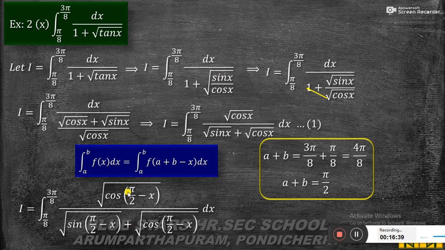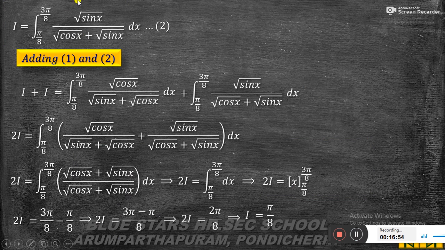Now the next step, pi by 2 represents the first quadrant. In the first quadrant all the functions are positive, but we change the functions: cos becomes sin, sin becomes cos, cos becomes sin. So I equal to the integral of the square root of cos of pi by 2 minus x, which is sin x, and sin of pi by 2 minus x is cos x. So again cos of pi by 2 minus x is sin x.